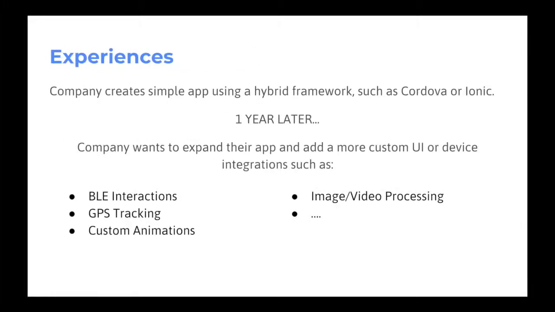So, large-scale experience. What usually happens, and what we usually see here at DeveloperTown, is a company or a client will come in and say, hey, we built an app with Cordova or Ionic, and they get about a year into development, and they want to add some additional native features to the app, like BLE interactions with Bluetooth, GPS tracking, custom animations, image and video processing. These are pretty intensive, and most of the time we have to rewrite the whole thing because those limitations are built into some of those hybrid frameworks. There are some libraries out there that help with some of this, but to get true functionality and to get to some custom options, it's better to go the native route.